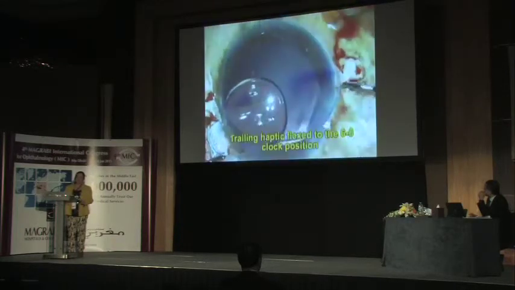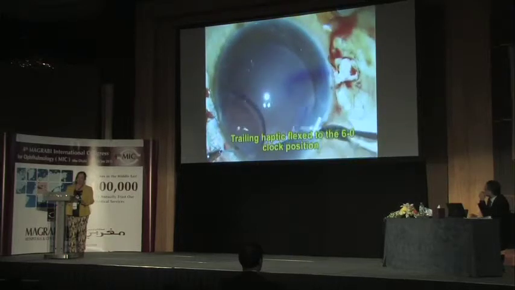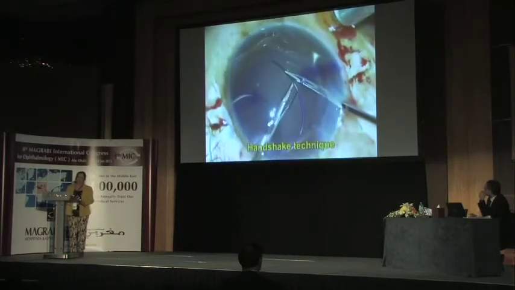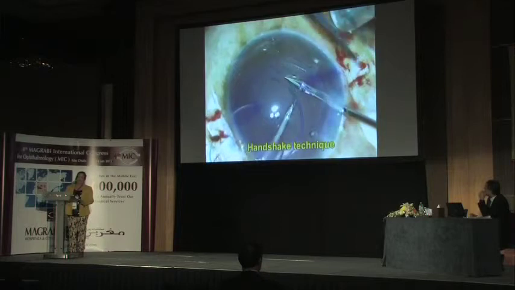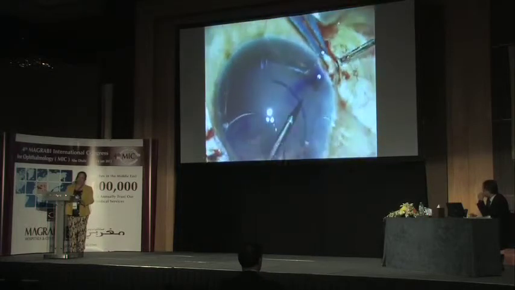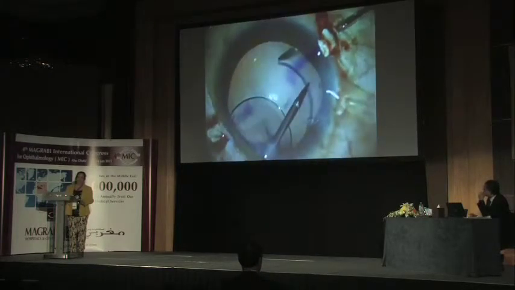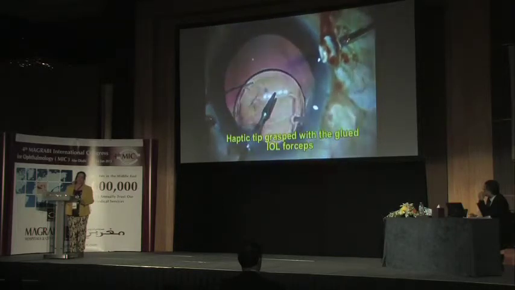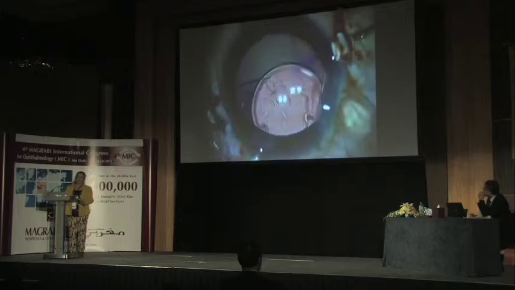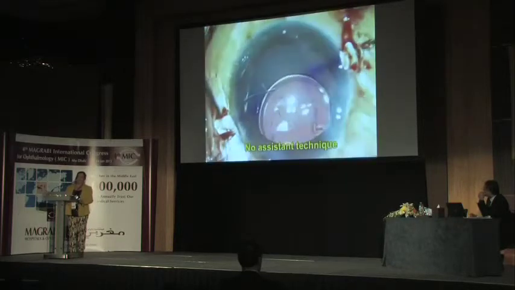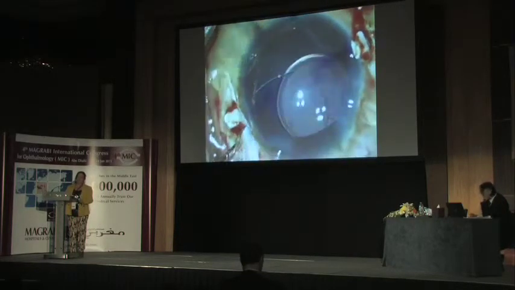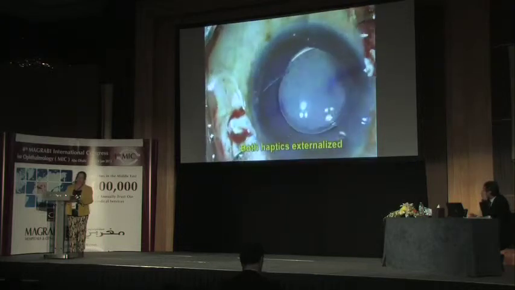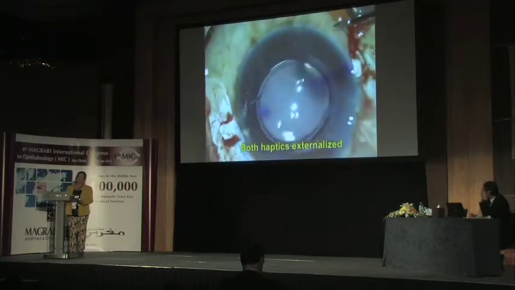Once the one haptic is out, again you need an assistant. If you don't have an assistant, there are other methods also which I'll tell you shortly. Then using the handshake technique, you need 2 glued IOL forceps for this, holding with the left hand, you do the handshake and bring the other haptic also through the 21-gauge sclerotomy. Once both the haptics are out, then you can relax, you can ask your assistant to leave it and see that the IOL is centered.